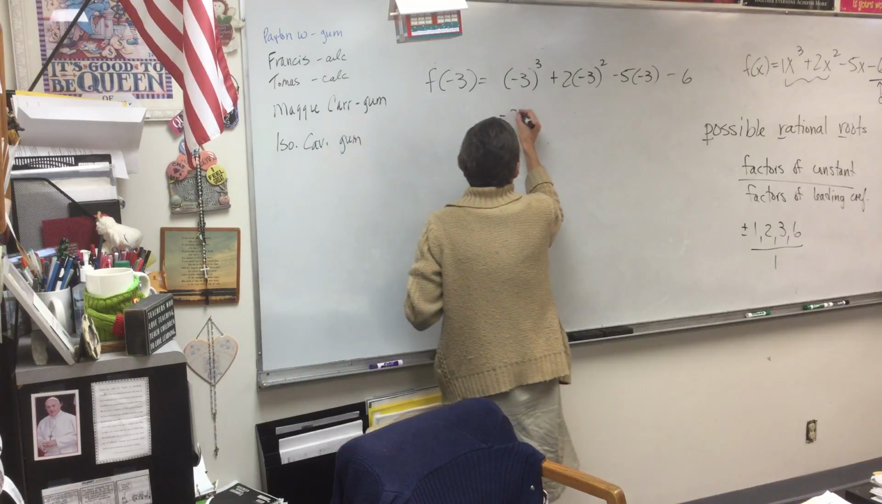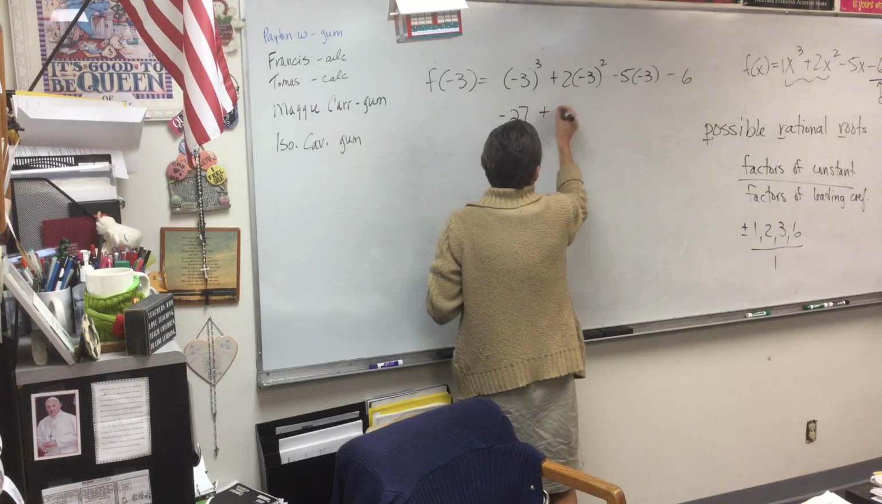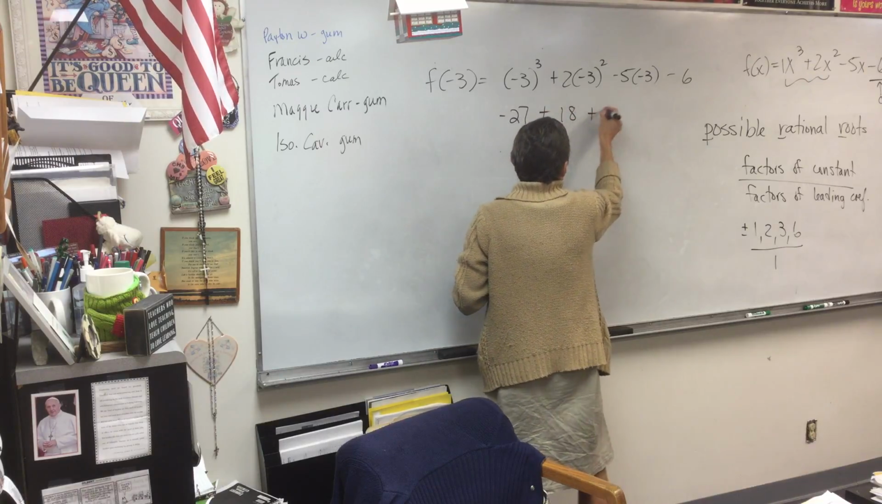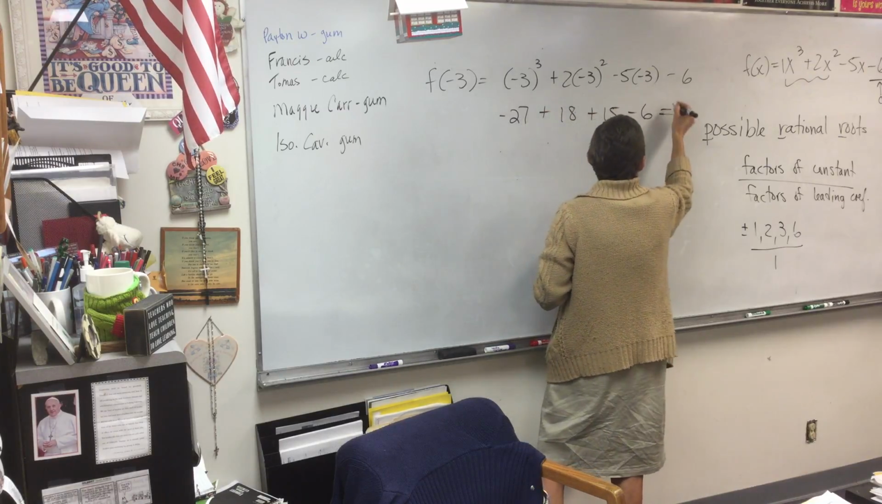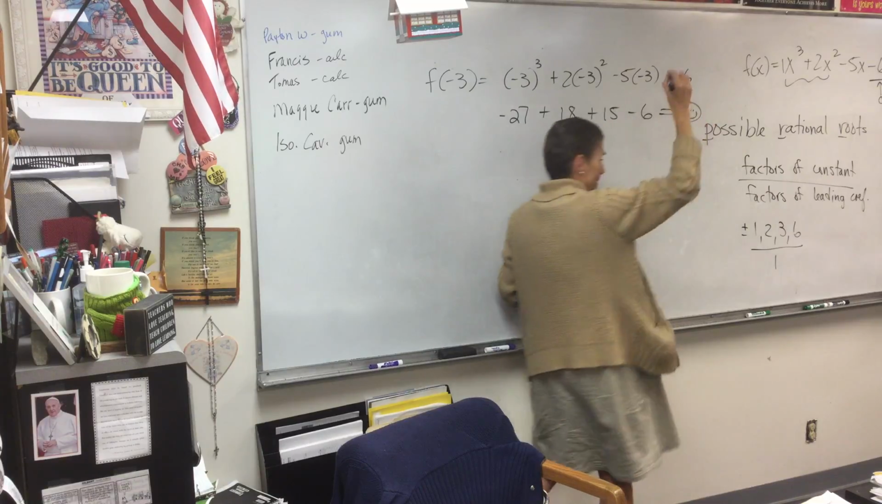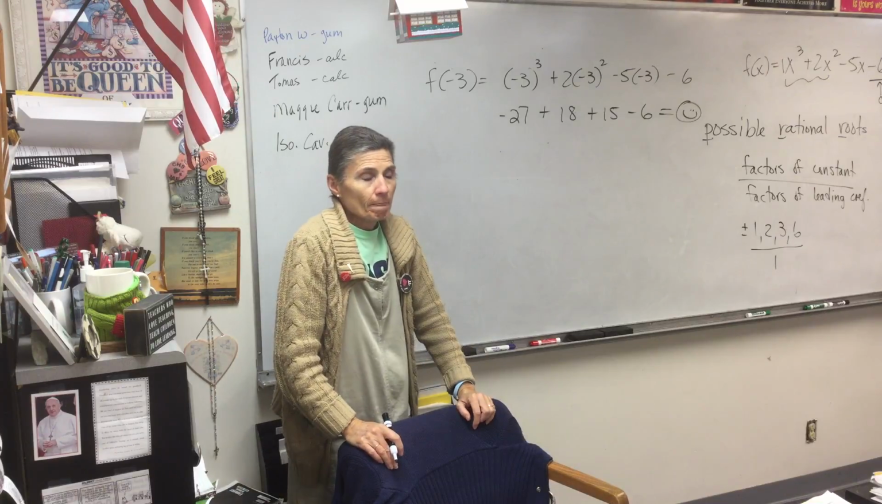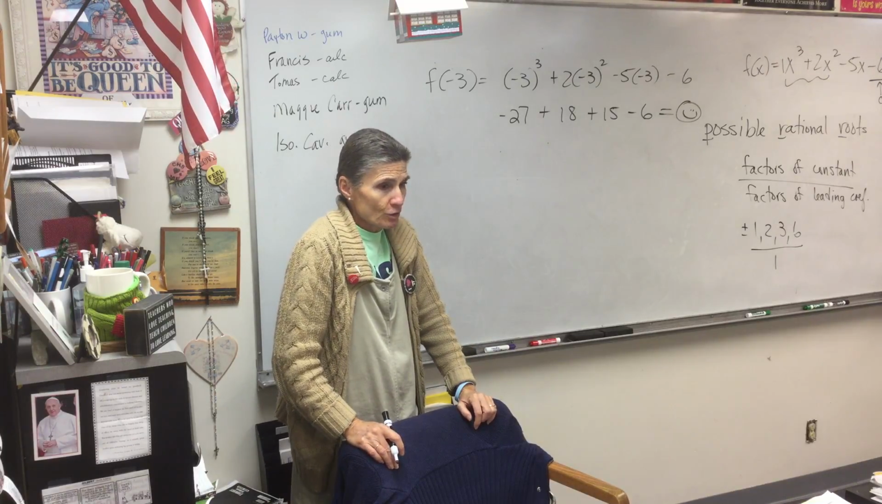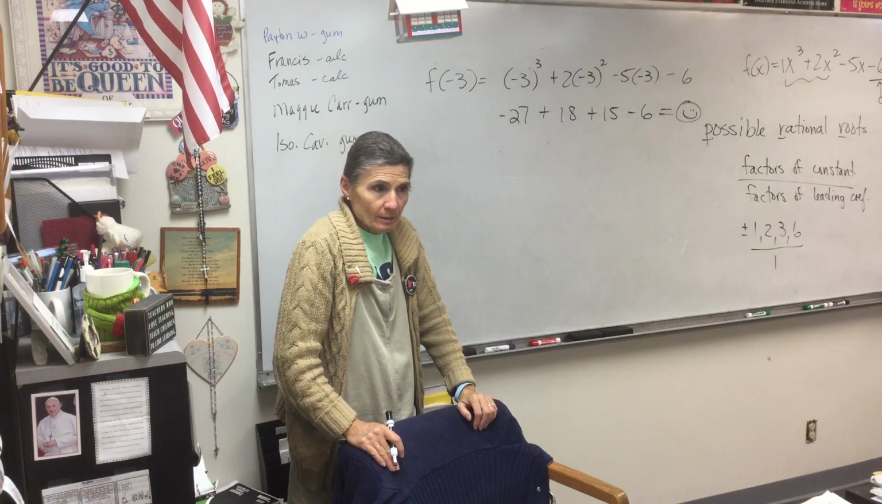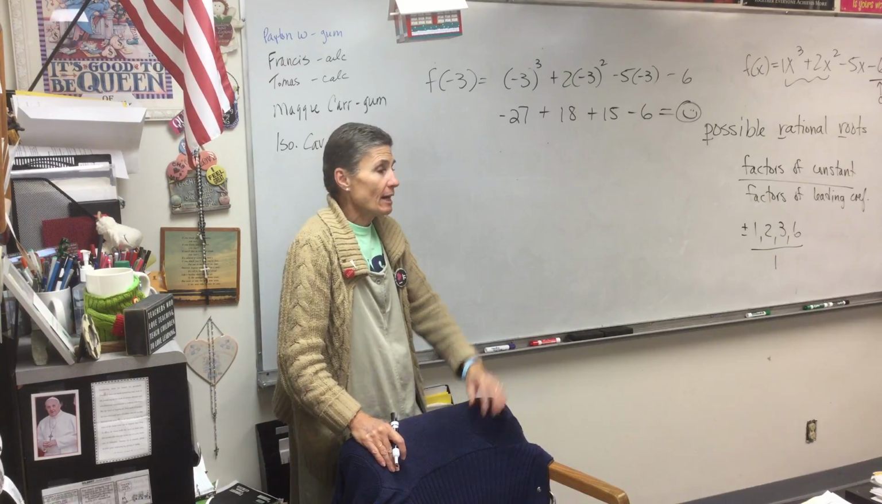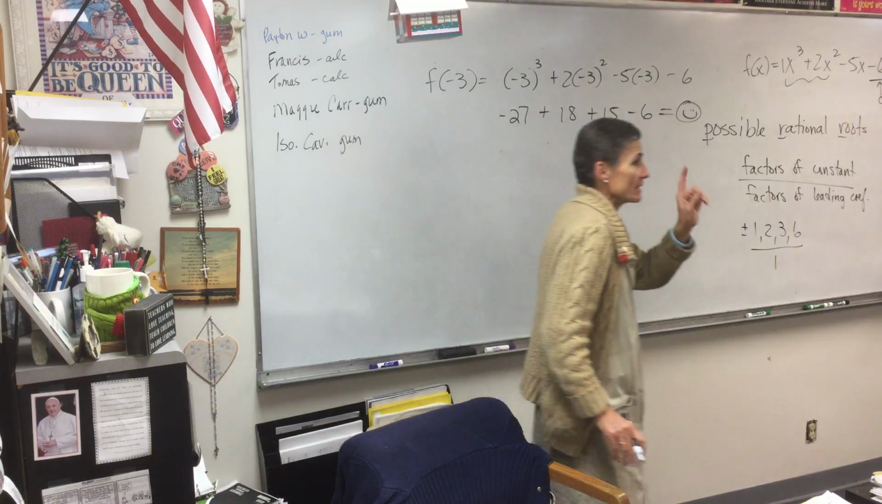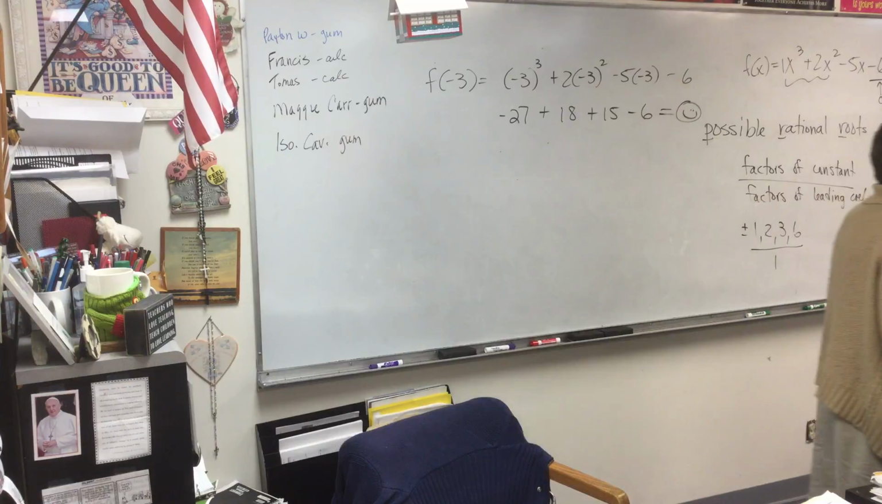Let's see. -27 plus 18 plus 5... Oh my gosh, you guys are amazing. There we go. That one equals 0. So we got it on the first guess. Okay, now wait. Stop, because we're not going to guess anymore. In a minute I'll tell you what we're going to do.